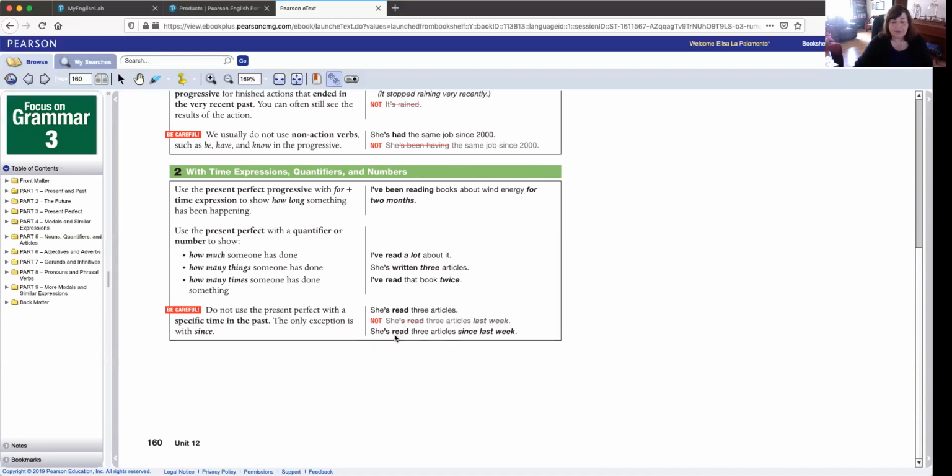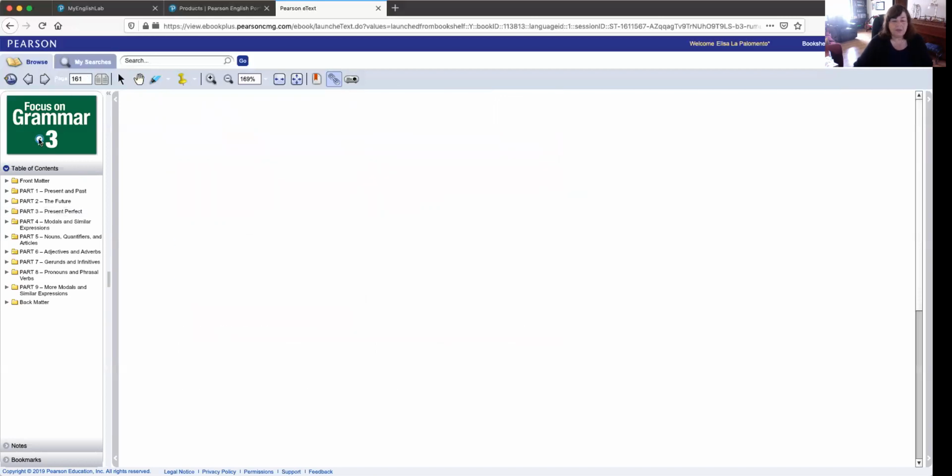Here's the exception they were talking about. She has read 3 articles since last week. So she started reading articles last week, and so far she has read 3, and she may read more. Okay, let's go to the next page. I think there's one left. Here we go.